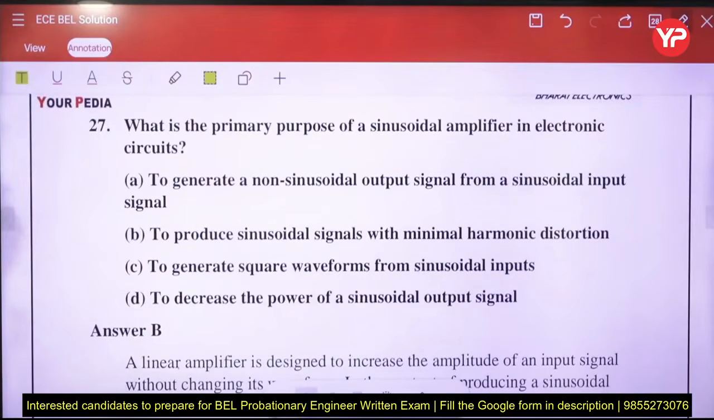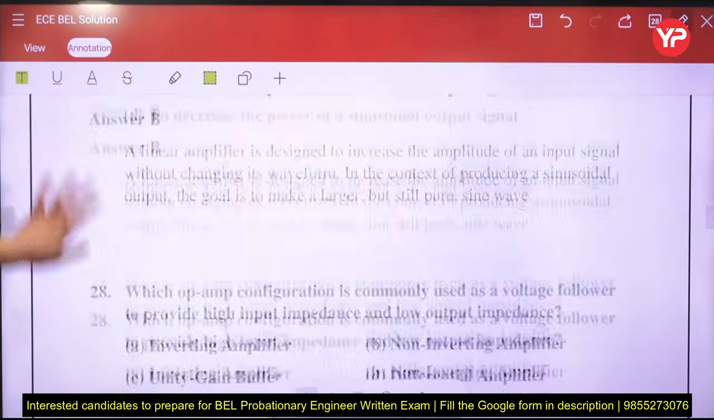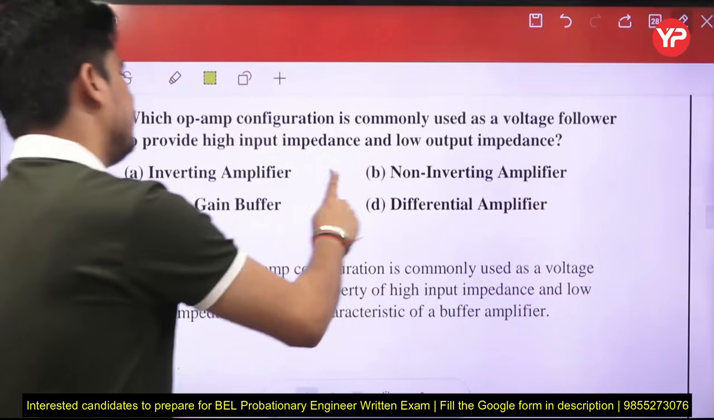What is the primary purpose of a sinusoidal amplifier in an electronic circuit? What is the main purpose? The primary purpose of a sinusoidal amplifier in an electronic circuit will be to provide a sinusoidal signal with minimal harmonic distortion. That will be the answer. Okay, which op-amp configuration is commonly used as a voltage follower to provide high input impedance and low output impedance? That is the non-inverting amplifier.